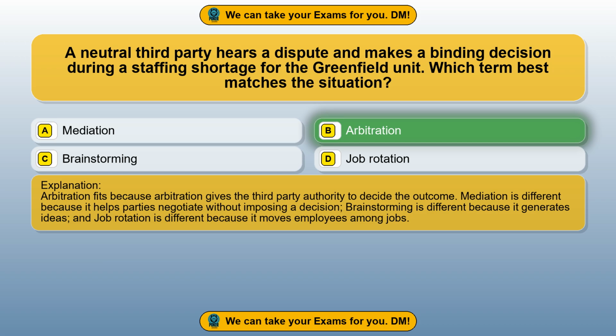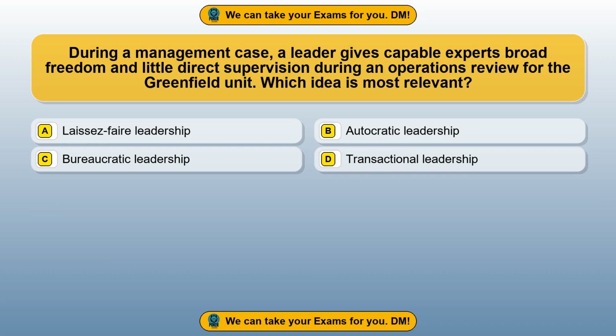Mediation is different because it helps parties negotiate without imposing a decision. Brainstorming is different because it generates ideas, and job rotation is different because it moves employees among jobs. Question 69. During a management case, a leader gives capable experts broad freedom and little direct supervision during an operations review for the greenfield unit. Which idea is most relevant?